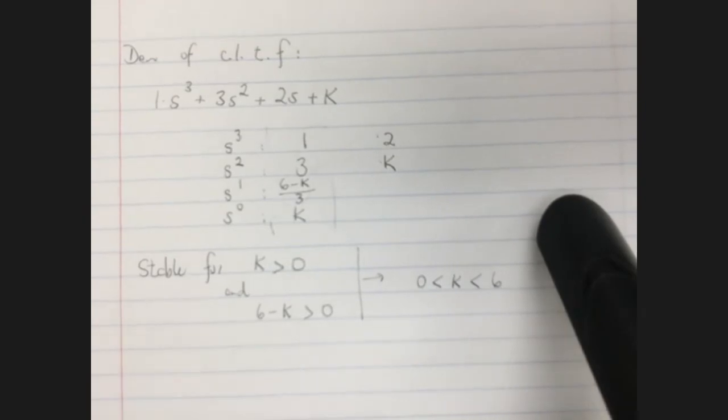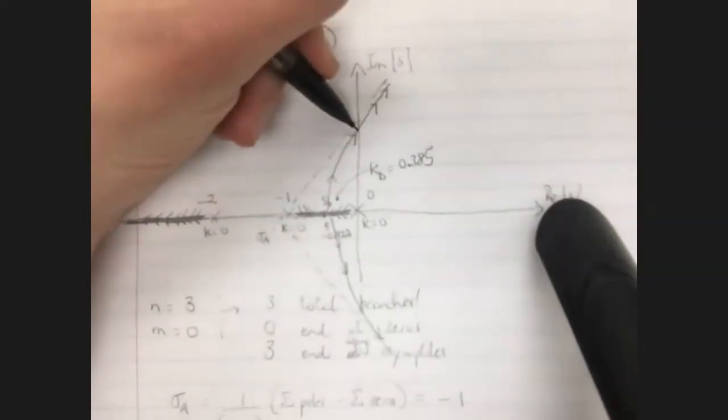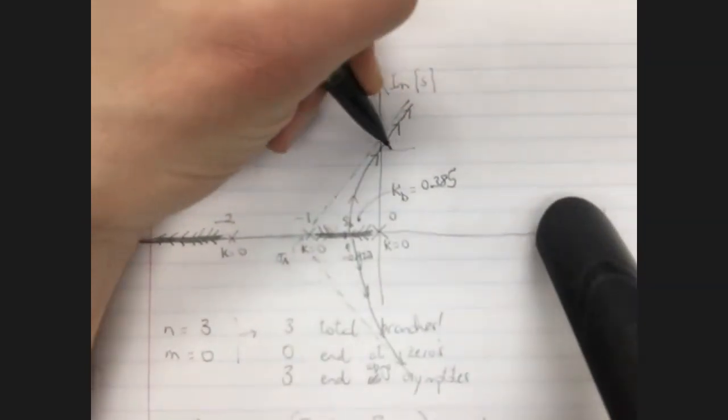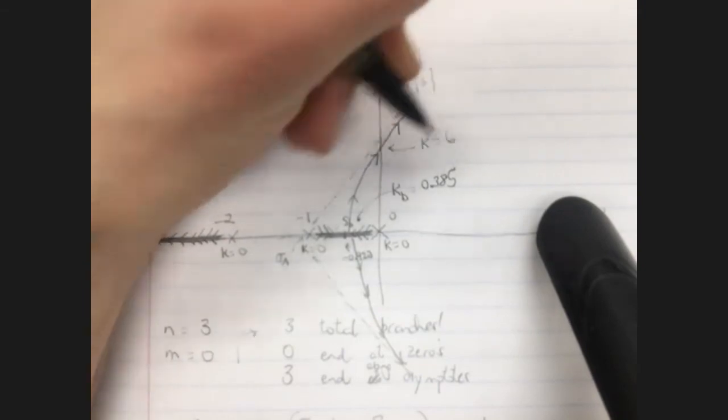So already we know that the point that's going to give us problems, or where it's going to cross over, is for k equals 6. So this is going to happen at k equals 6. This crossing is going to happen at k equals 6.